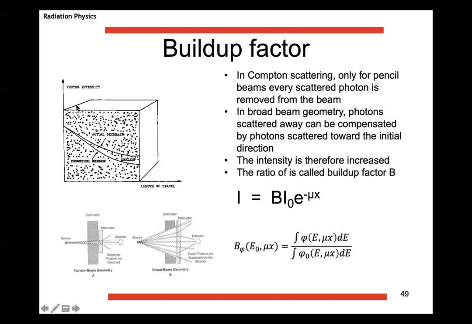So you can also see it here. This is the photon intensity. This is the length of travel. The theoretical decrease is given by this curve, the one on the bottom, but the actual decrease is given by this curve. So it's less decrease than you expect. And this difference here is the build-up factor. So the ratio of these fluxes is the build-up factor that you have to implement to have a correct calculation of the efficacy of shielding.